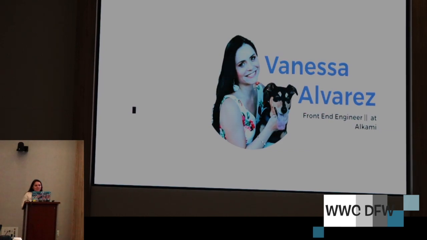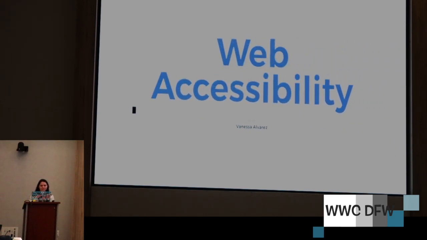And today we're going to talk about web accessibility. And I'm going to show you the importance of using semantic HTML in order to make our applications accessible. And I'm going to do a demo showing you some examples of the ARIA role and tabindex attribute.